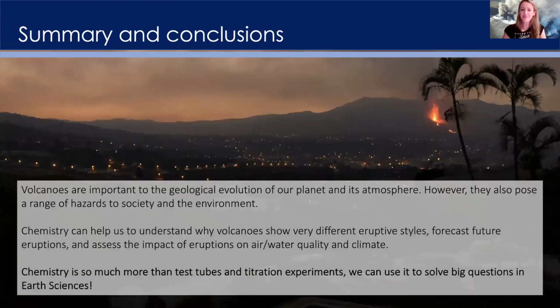Next slide, please. All right, so that was a whistle-stop tour through a few examples of how we can use chemistry to understand volcanic eruptions. Volcanoes are essential to how our planet has evolved its surface environment and atmosphere, but we mustn't forget they pose a risk to society and our environment. Chemistry is so much more than test tubes and titration experiments, and we can really use it to solve big picture questions in earth sciences.